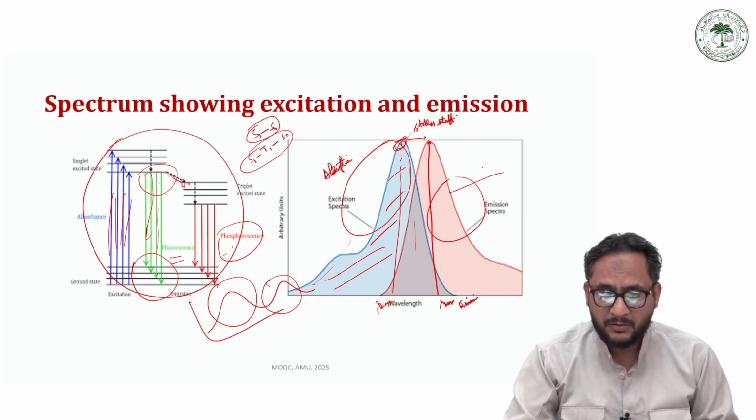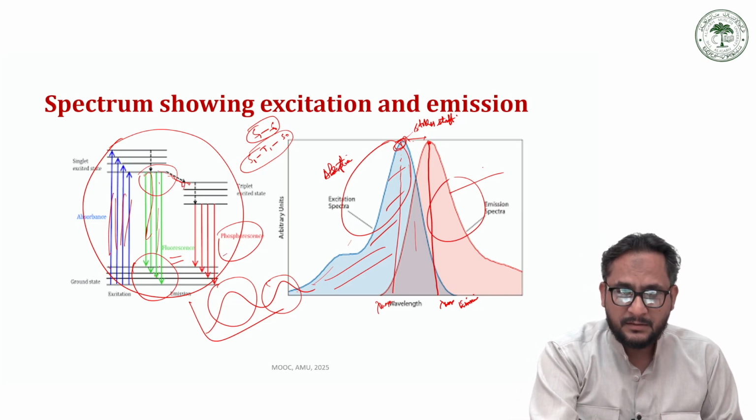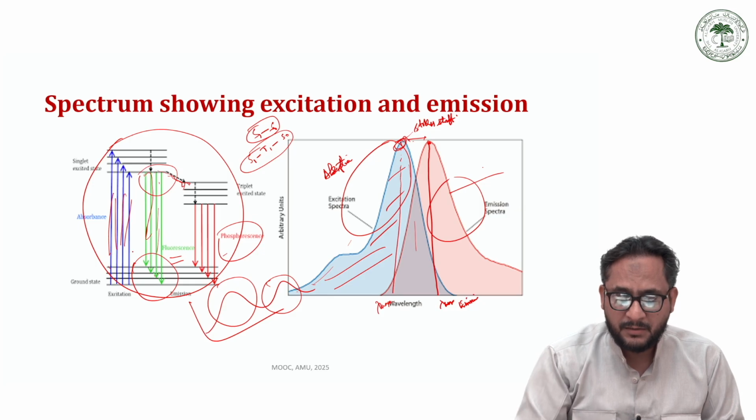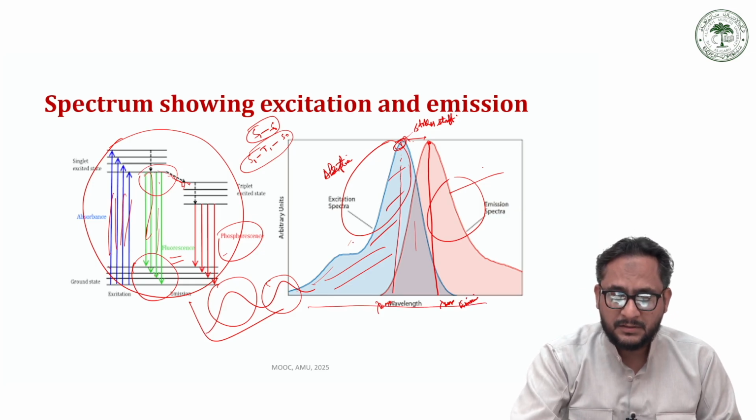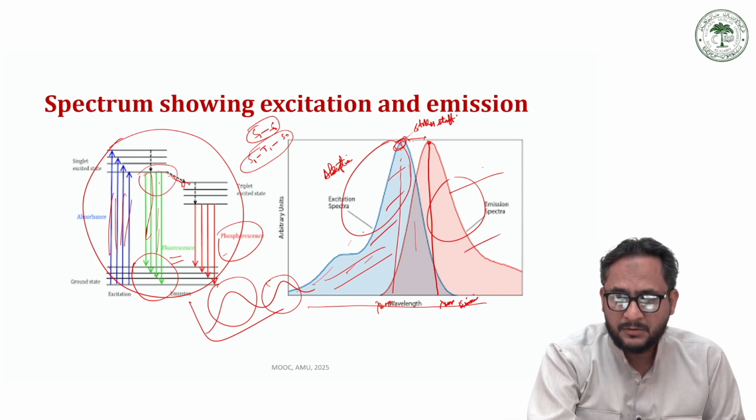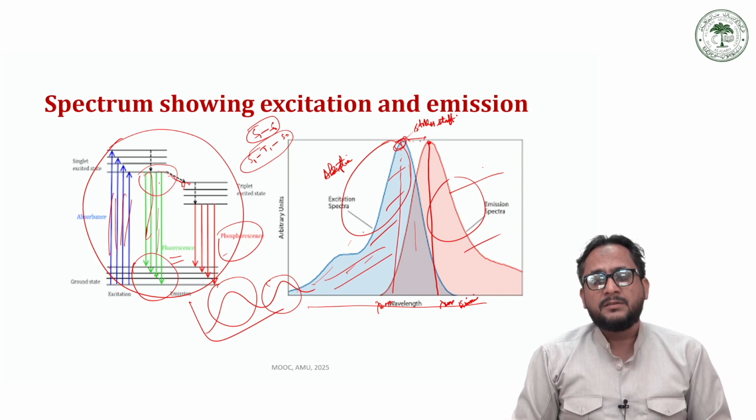You all know about it. And then these phenomena can be represented in the form of a spectrum like this. We have discussed that this is the absorption spectrum, which is due to the excitation. This is the excitation spectrum, which is due to the absorption, while this is the emission spectrum, and the distance between these two maxima is called the Stokes shift.